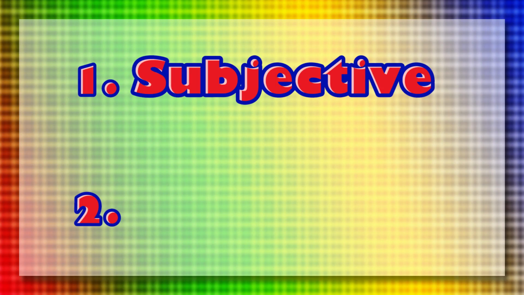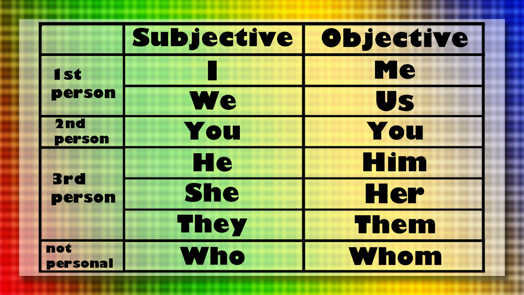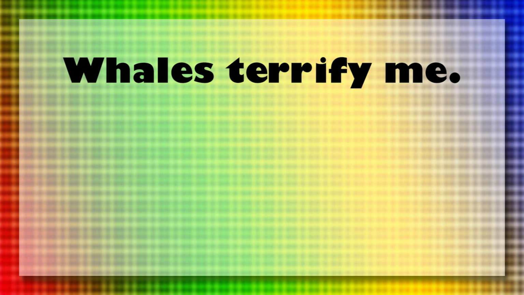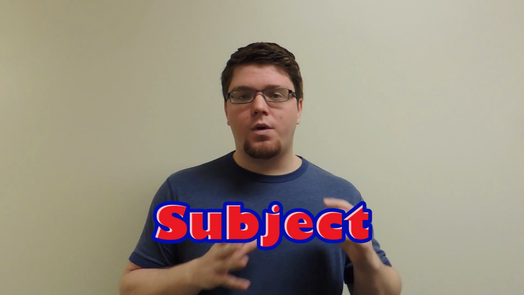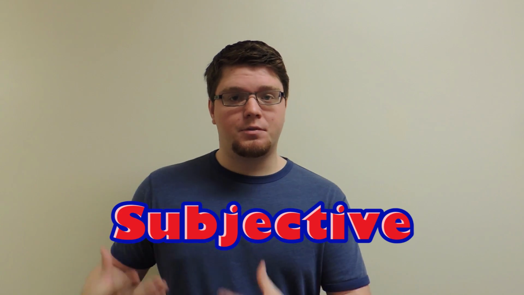There are subjective and objective pronouns. Here's another chart for your eyes. Subjective pronouns are used to replace the subject of the sentence. So let's look at the sentence, whales terrify me. That is not an exaggeration. Whales are scary. In this sentence, whales is the subject. So if we wanted to replace it with a pronoun, we would need a subjective pronoun.